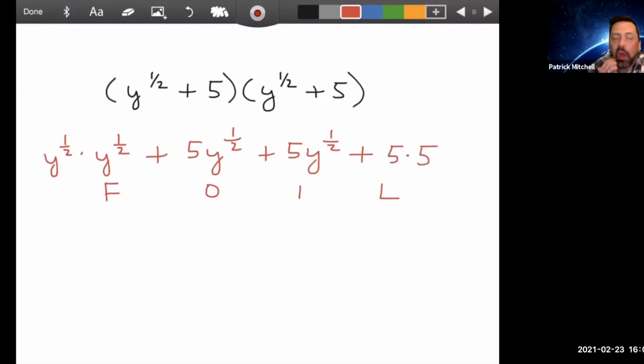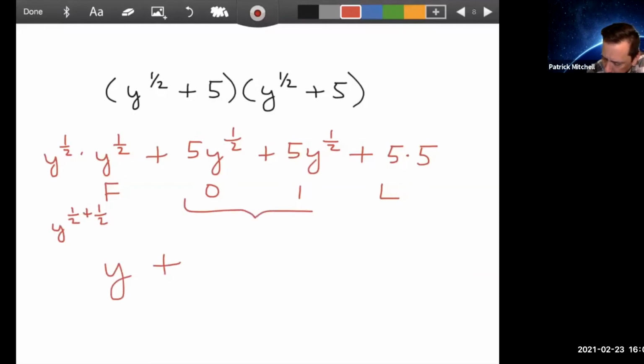Okay. What is y to the 1/2 times y to the 1/2? Well, you would add those exponents, 1/2 plus 1/2. And 1/2 plus 1/2 is 2/2, right? It's 1. So this term is going to be y to the first power, or just y.